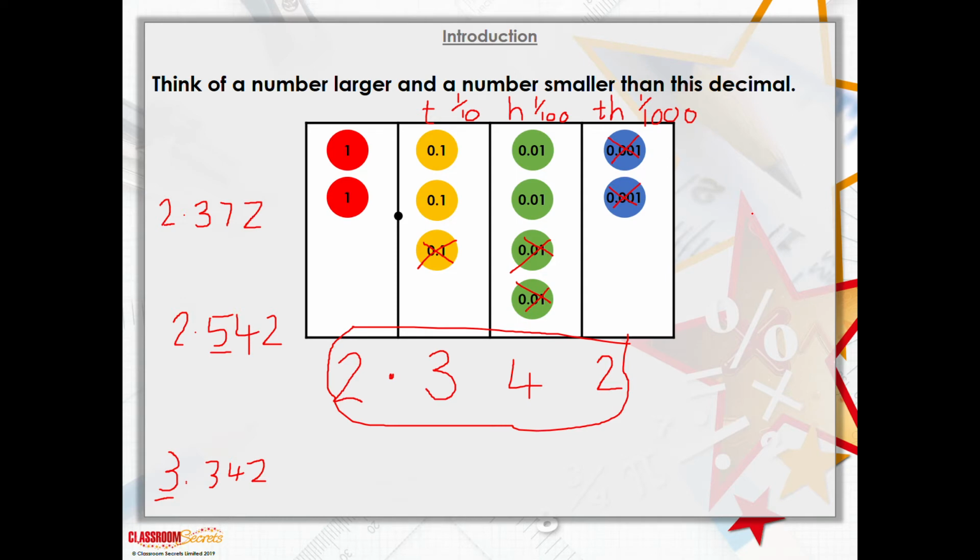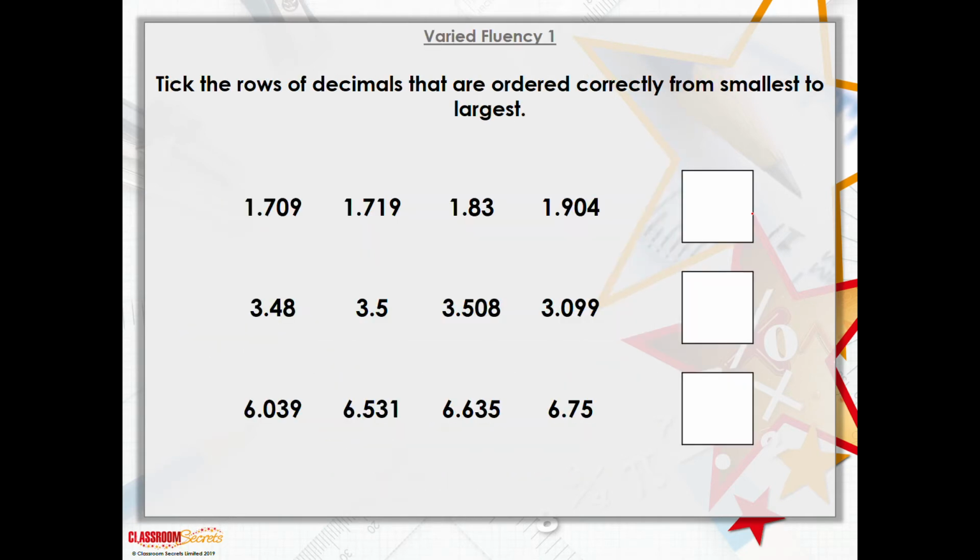And place value is what's needed. So, thinking about that, then, here we have some rows of decimals. It says tick the rows of decimals that are ordered correctly from smallest to largest. So what they're saying is they think that they've put all these decimals, this row and this row and this row, in order from smallest to largest. So we need to check that.